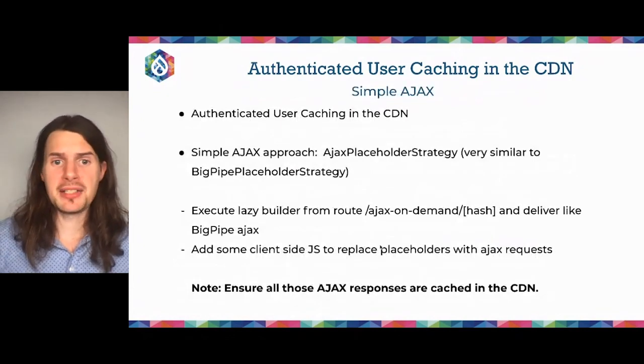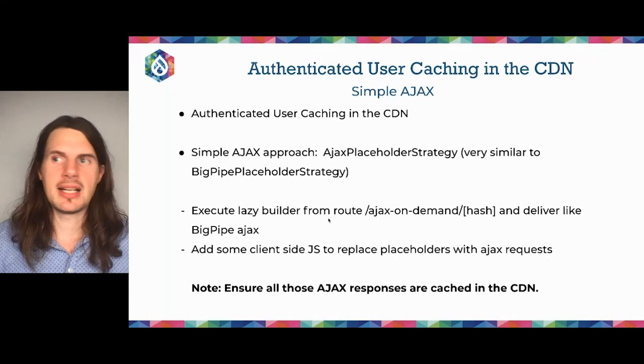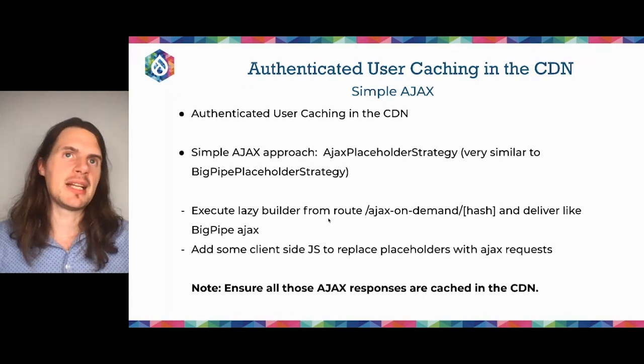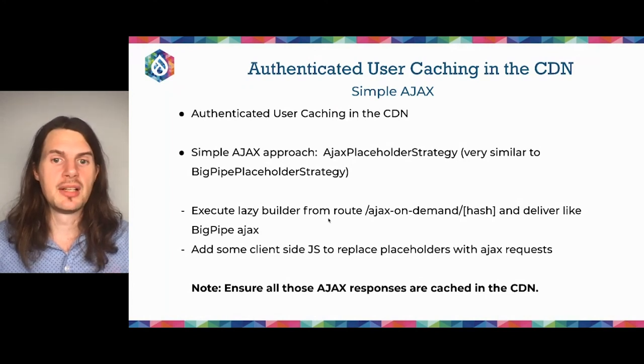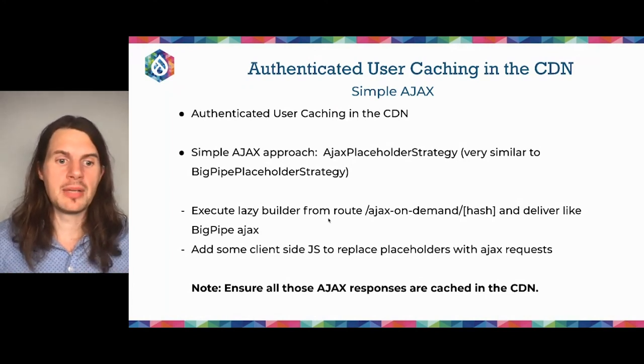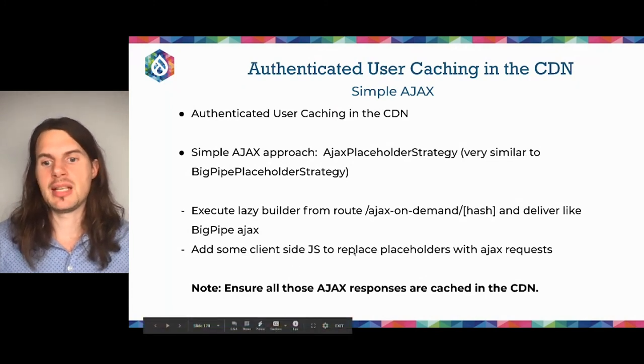The other part is you could have an Ajax placeholder strategy, probably much simpler. You execute a lazy builder from Ajax on demand, and then you deliver it like the BigPipe Ajax. Again, BigPipe is essentially inline streamed Ajax responses, so nothing would stop you from using the same approach of creating an Ajax placeholder strategy and calling out to it. But please ensure that those Ajax responses are cached in the CDN.